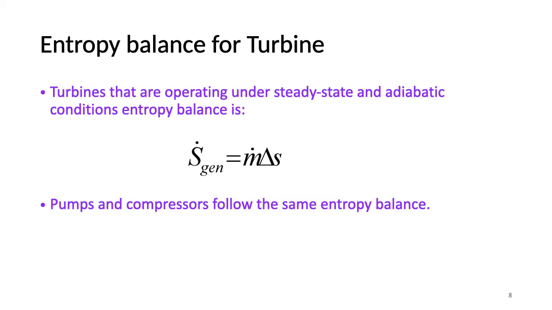Entropy balance for a turbine. Turbines that are operating under steady state and adiabatic conditions have the same entropy balance as heat exchangers. But if the turbine operates reversibly, entropy generation S dot gen will be 0 and inlet entropy is equal to outlet entropy. Compressors and pumps follow the same entropy balance as turbines.